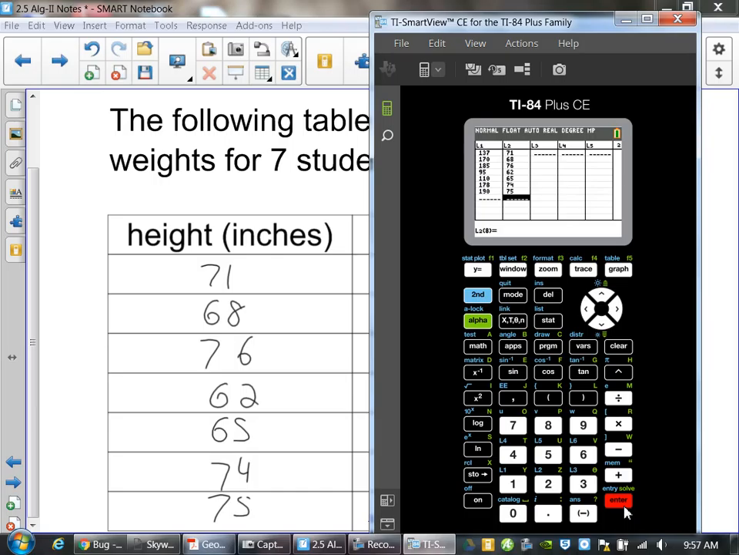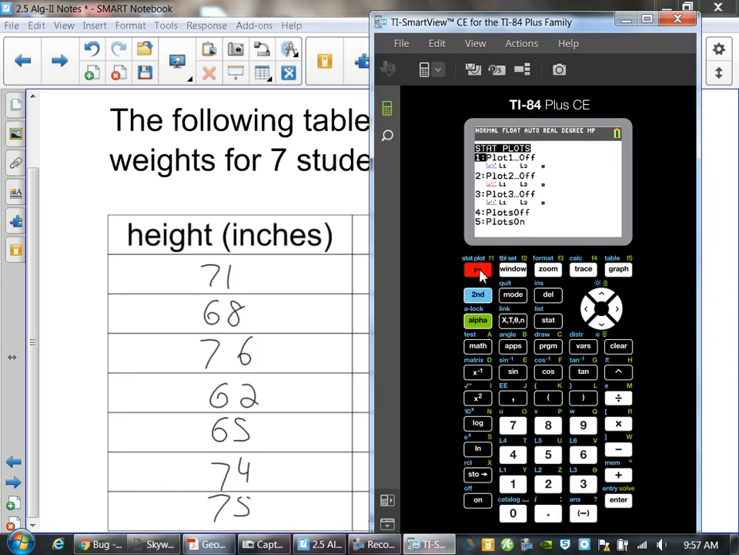Go ahead and exit out and hit second quit. And now we want to hit second stat plot, second y equals. You want to turn stat plot on. In order to do that, just hit enter, and now hit enter again so that the cursor is darkened on the On. And what color should we make it? Whichever color you like.